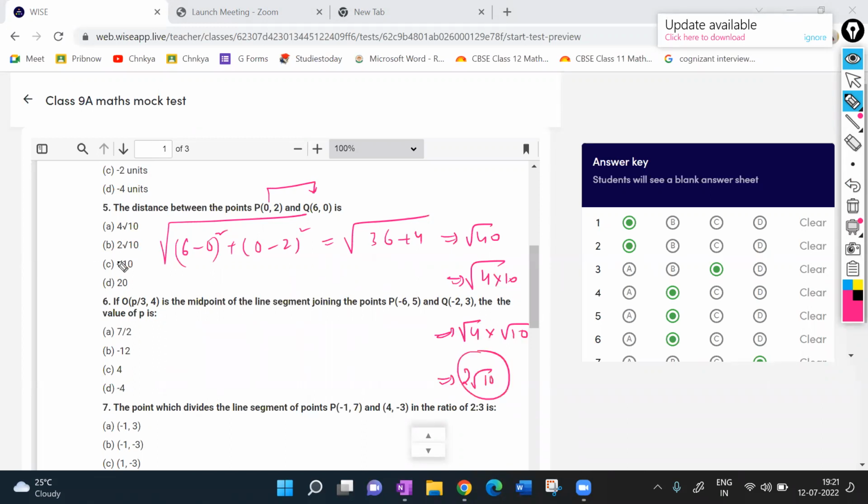But option B is correct. Okay, square root of 4 gives me 2, and root 10 will be root 10 only. So 2 root 10 would be my answer for the fifth question. Next.